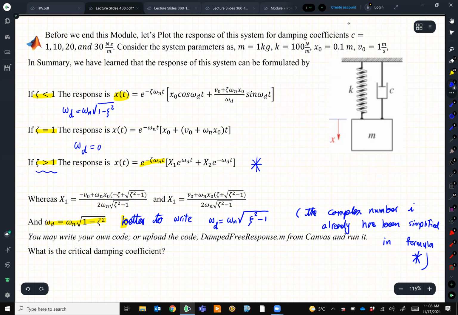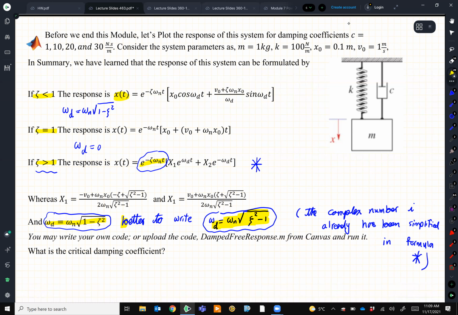In the scenario when zeta is bigger than 1, you end up with a complex number. That complex number, I already included there, simplified everything. So the correct format is this one. I didn't write it like that because I didn't want to confuse you with omega d, but maybe it confused you more. Okay, make sense? Question? So that's one thing.